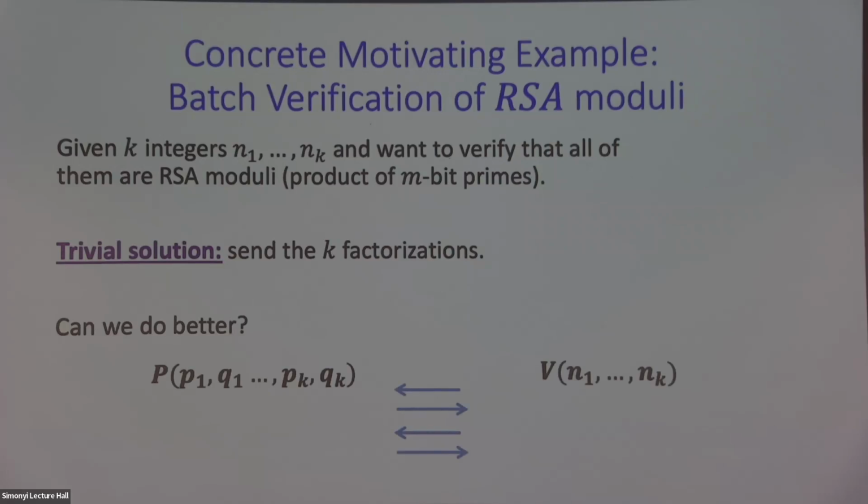So the setting is I have a prover who knows the K factorizations, and a verifier that knows the integers. The question I'm asking: can the prover convince the verifier that all K of them are of this form using better than K times M communication, where M is the length of each prime? That's the basic question.